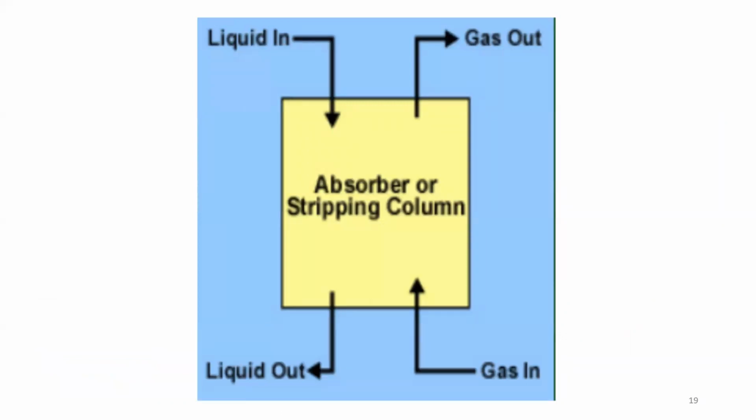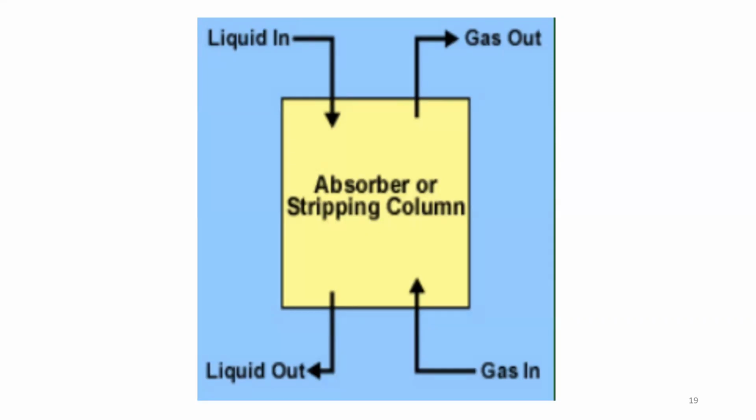Then this is another equipment, that is absorber or stripping column. So it is an absorption phenomenon. So AB, that is absorption, and AD, that is adsorption. Absorption is a bulk phenomenon. So in this column, a large quantity of liquid and a large quantity of gases can be handled. So that is called an absorber, a bulk phenomenon.